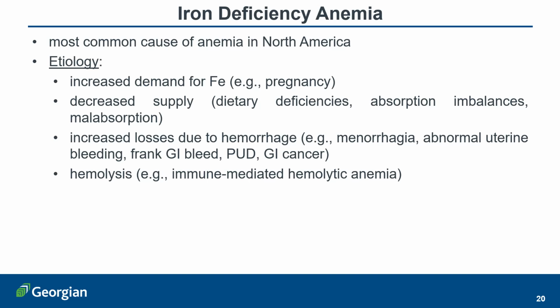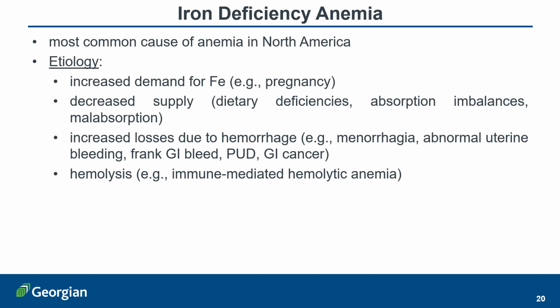Let's examine iron deficiency anemia first. It is, as mentioned, the most common cause of anemia, at least in North America. The etiology could be several. It could be due to an increased demand for iron. Remember, iron is required for the synthesis of hemoglobin. If you have an increased demand for iron, for example, in pregnancy, now you're going to develop iron deficiency anemia. So it's very common for pregnant women to have a form of iron deficiency anemia.